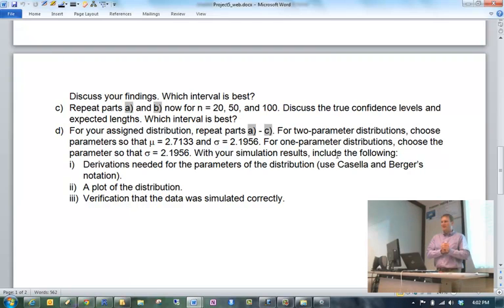Did you have more? The other one was in part D, the third one where it says verification that the data was simulated correctly. Are you just wanting to see that the mean and the variance are showing up the way we want them to, given our distribution? Yeah. Okay. What verification are you looking for? Visual, numerical? Okay. Thank you. Any other questions?